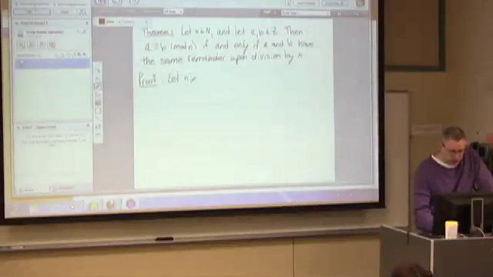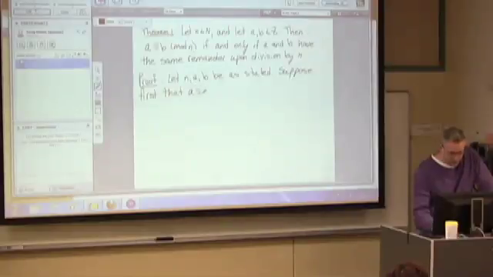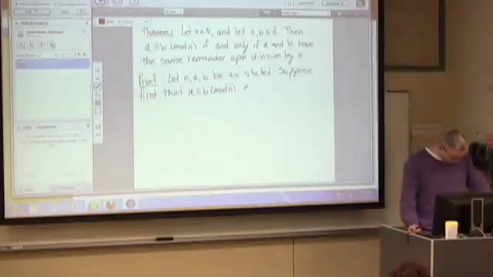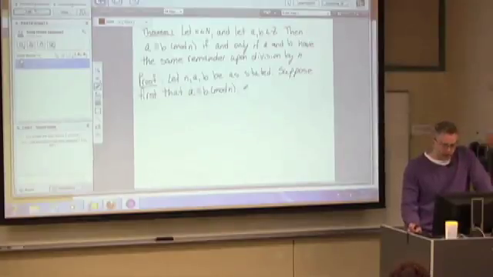So we're going to let n, a, and b be as stated in the theorem. So let's suppose this is an if and only if statement, right? So we're going to suppose first that a is congruent to b modulo n. So we want to show that a and b have the same remainder when we divide by n.